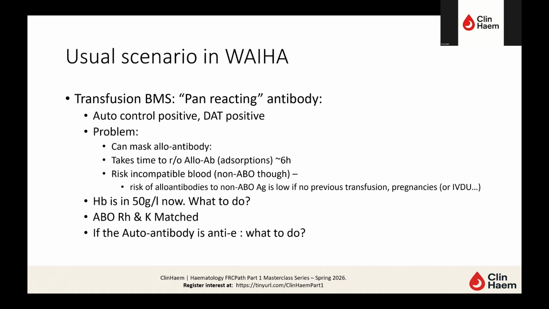And now this is a question: if the autoantibody is found to be like a little e antibody, what do you do? Do you give E negative blood or not? This is a question that requires a lot of discussion, and I will leave that as homework and discuss that over WhatsApp. And this is again a very good MCQ question that you can easily ask.